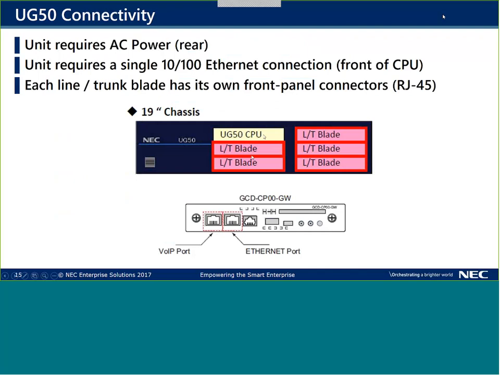So we're able to put that CPU into the first slot as shown here. There are 6 card slots on the UG50, and we'll number them slots 1 through 6 for the purpose of this discussion. Slot number 1 will always be the CPU, and the remaining 5 slots can be line cards or trunk cards.